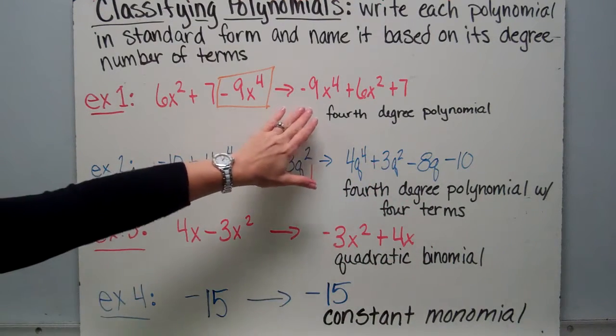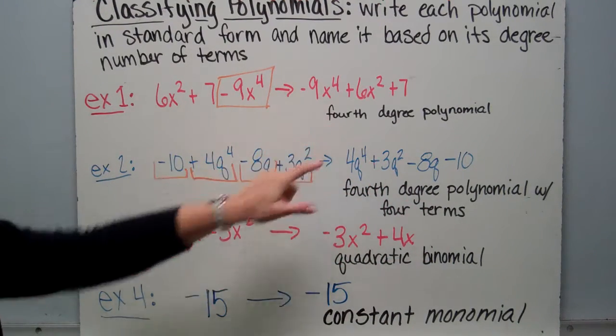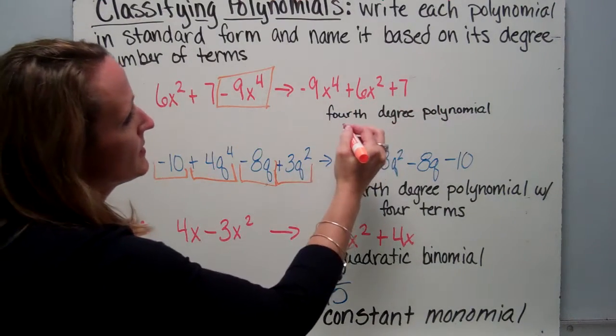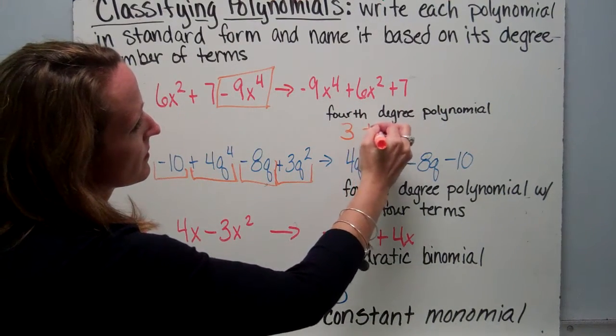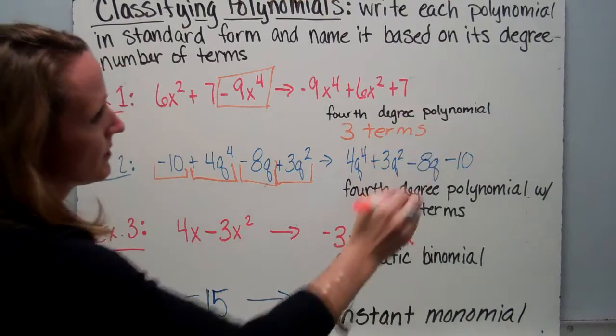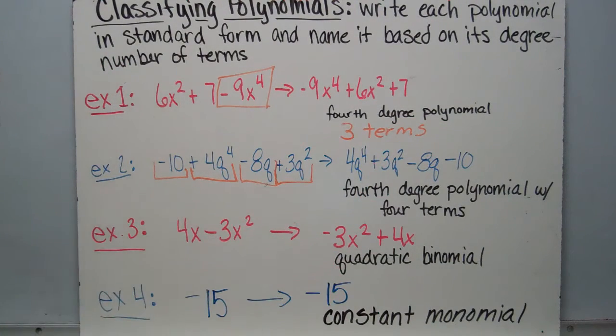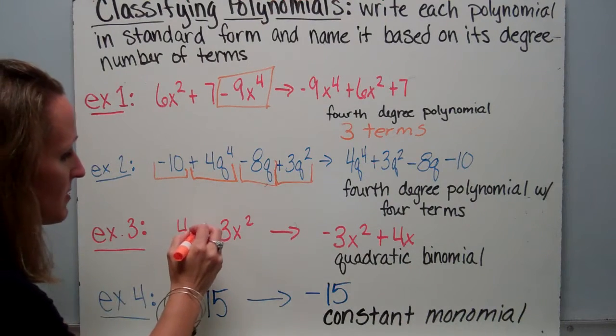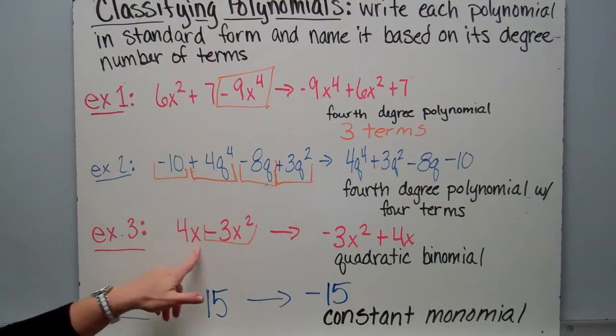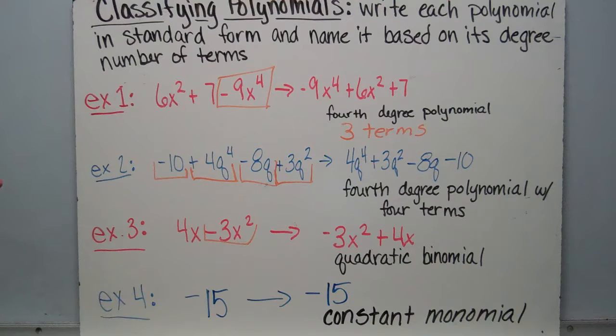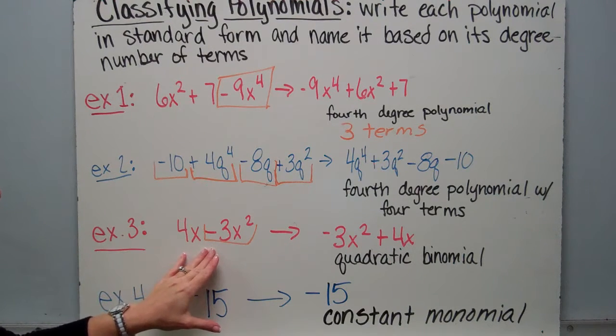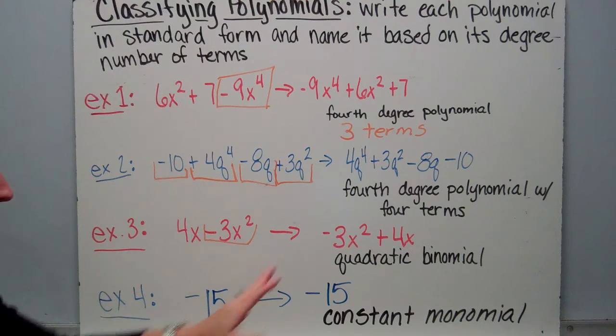We didn't talk about how many terms it had up here, but it would have 1, 2, 3. This one has 4 terms. Okay, what about this one? How do we rewrite this? Remember, this negative stays with the 3x squared. So this becomes negative 3x squared plus 4x.